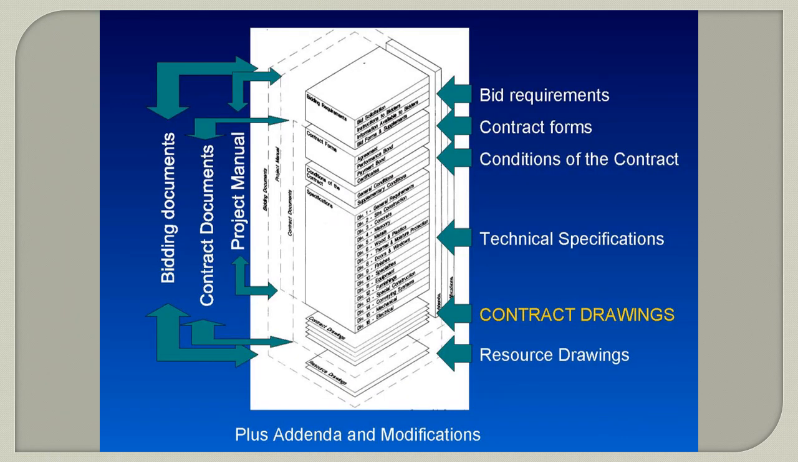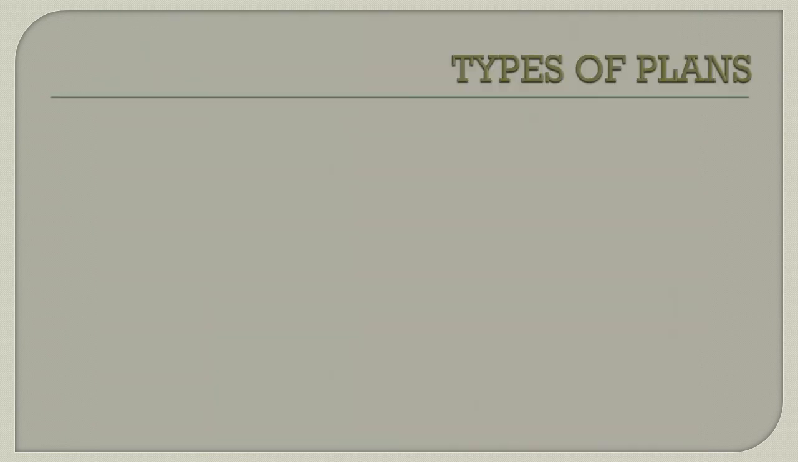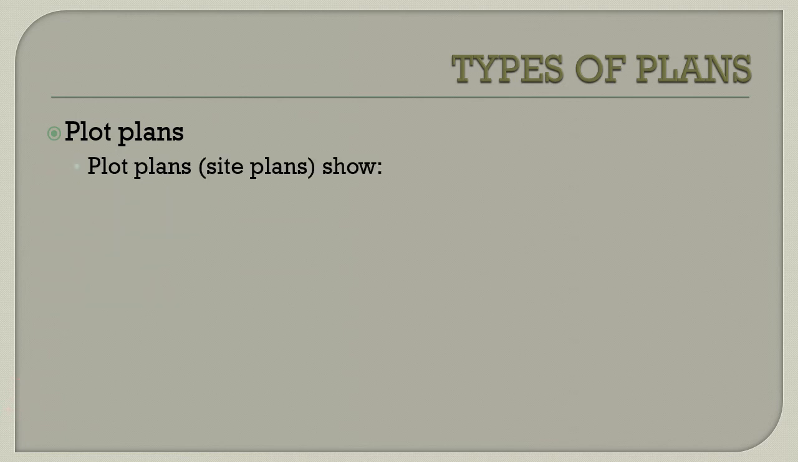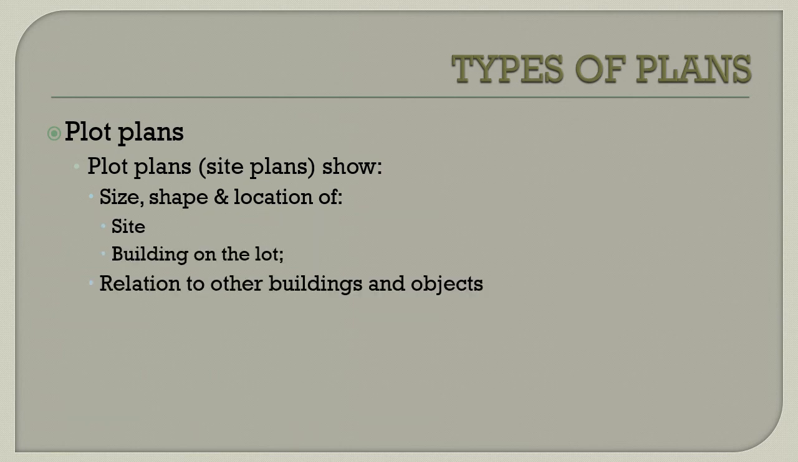So now we come to what everyone thought the course was all about, and that is the contract drawings, the plans. So let's look at the types of plans that are available that we'll be talking about. There's plot plans, floor plans, elevations, sections, details, and specialty drawings. A plot plan, sometimes referred to as a site plan, will show the size, the shape, the location of the site, of any building that's on the site, its relation to other buildings and objects.